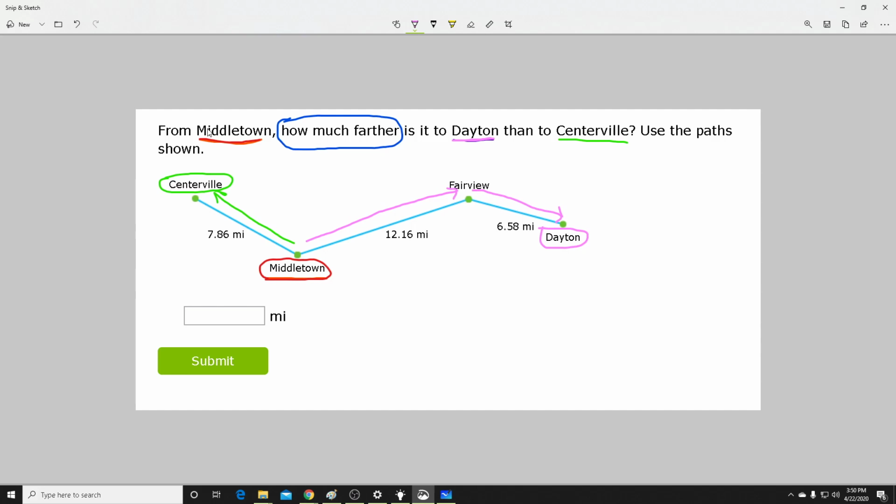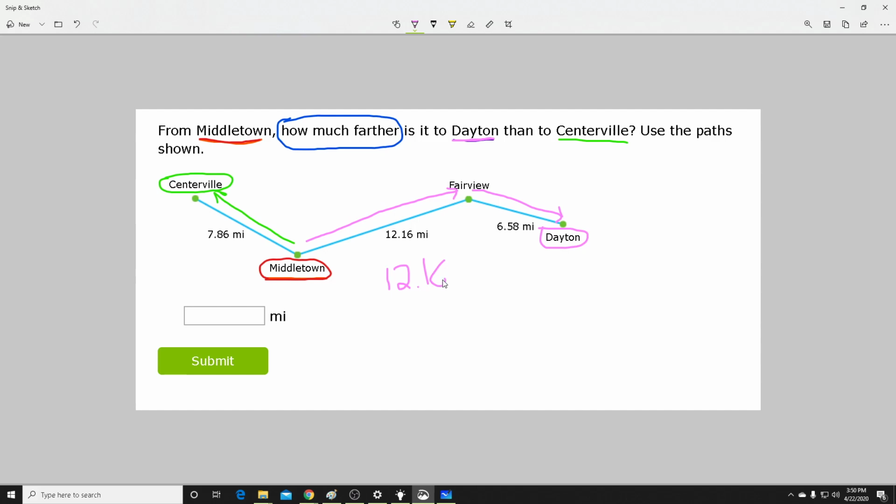So what we're trying to do is compare how much farther we have to go if we go to Dayton versus to Centerville. So first off, let's find out how far it even is to Dayton. To get to Dayton, we're going to have to add up this distance plus this distance.